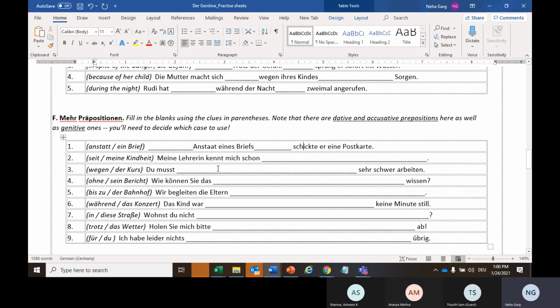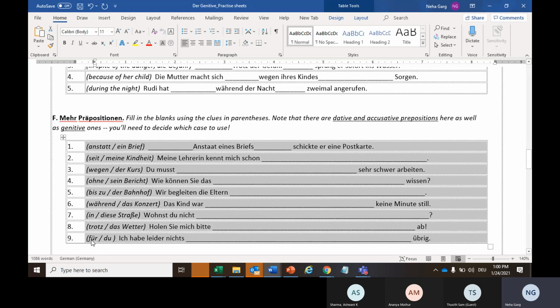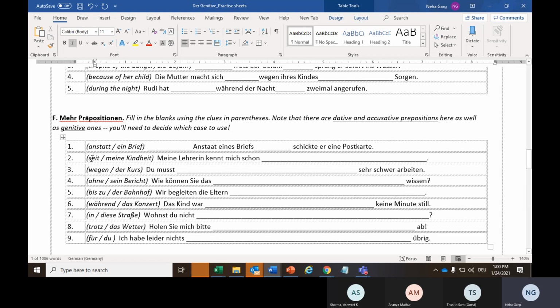Next. So here we have seit. That is a Dativ preposition. So here we have a mix of prepositions. Some of them are accusative, some of them are dative, some of them are genitive.